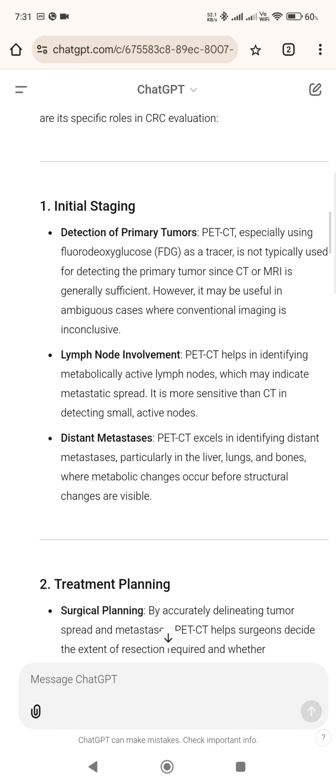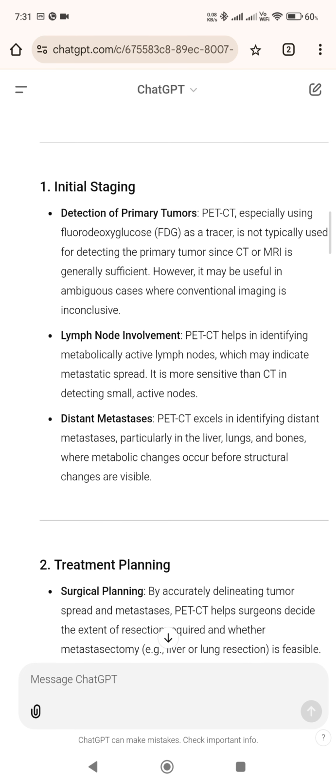1. Initial staging. Detection of primary tumors. PET-CT, especially using fluorodeoxyglucose, FDG, as a tracer, is not typically used for detecting the primary tumor since CT or MRI is generally sufficient. However, it may be useful in ambiguous cases where conventional imaging is inconclusive. Lymph node involvement. PET-CT helps in identifying metabolically active lymph nodes, which may indicate metastatic spread. It is more sensitive than CT in detecting small active nodes.